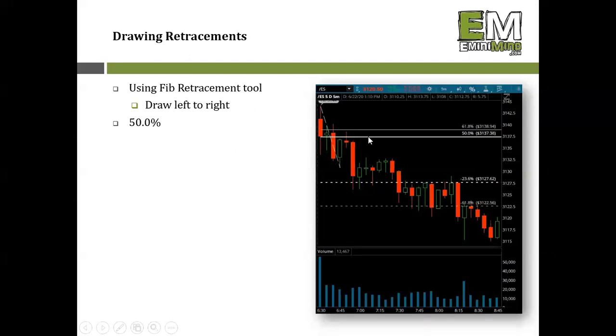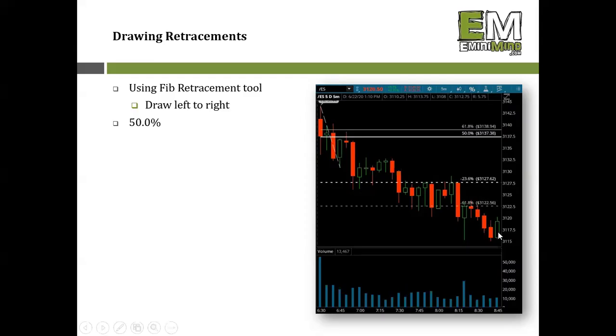The 50% is the halfway point of the pullback, not a fib number, but just a reference point. The 61.8 is a fib number, and that's kind of the failure point in the markets, where if we've pulled back more than 62%, there's a good chance that that trend is going to reverse and continue to go the other way. And then that negative 23.6 is kind of a projected target. So we'll say roughly 25% beyond highs or lows. That's a good projected target.